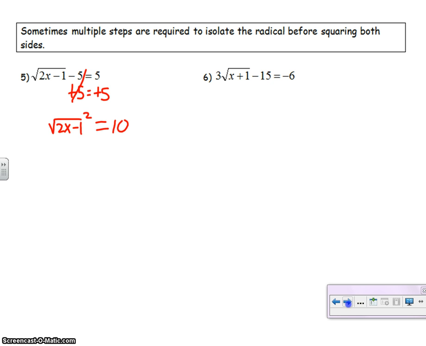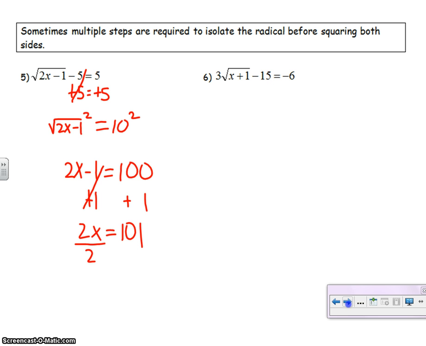And then we'll square both sides. And then we have 2x minus 1 is equal to 100. Then we just solve our two-step equation, add 1 to both sides. So 2x is equal to 101. Divide both sides by 2, and then we will be left with our solution of x is equal to 50.5.